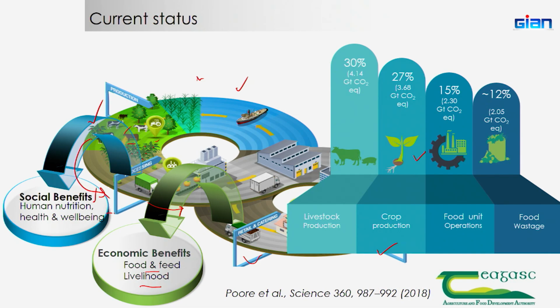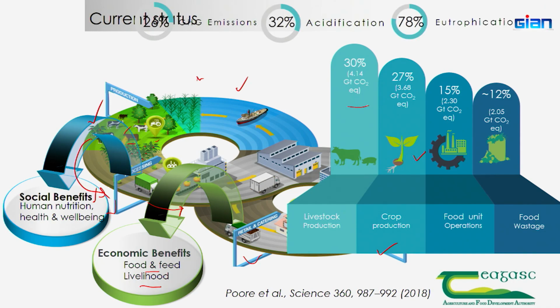Human nutrition, health and well-being. So we are not selfish. When we get something from nature, we return it back in terms of greenhouse gas emissions. So if you see, 26% of greenhouse gas emissions are associated alone with agri-food activities, 32% of acidification.